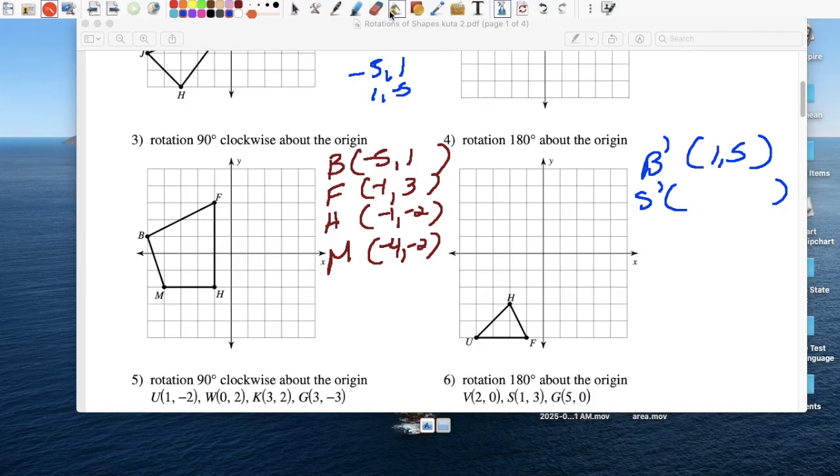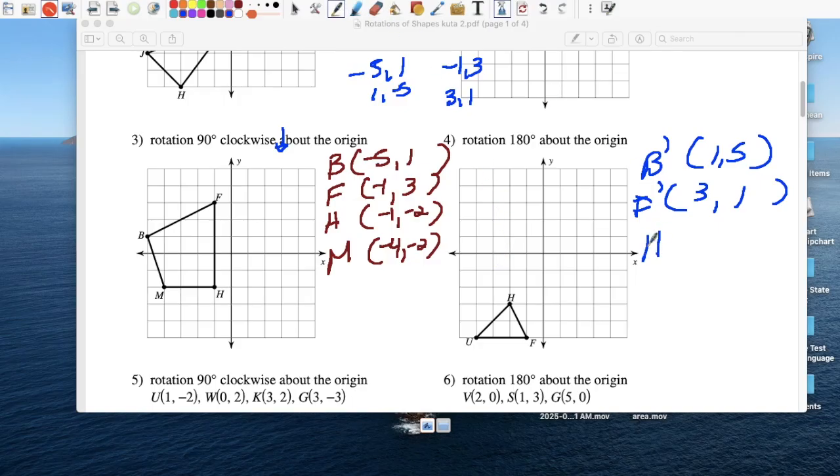What S? There's no S. It's F. F is going to go from -1, 3 to 3, 1. B and F both land in quadrant 1. And in quadrant 1, everybody's positive, so that's just fine.